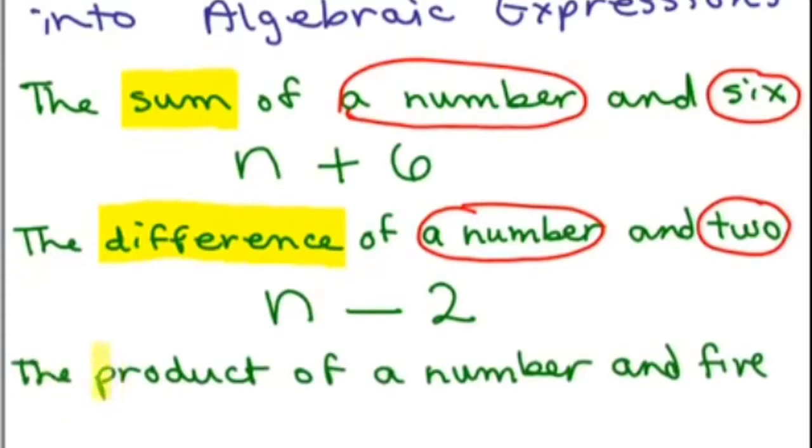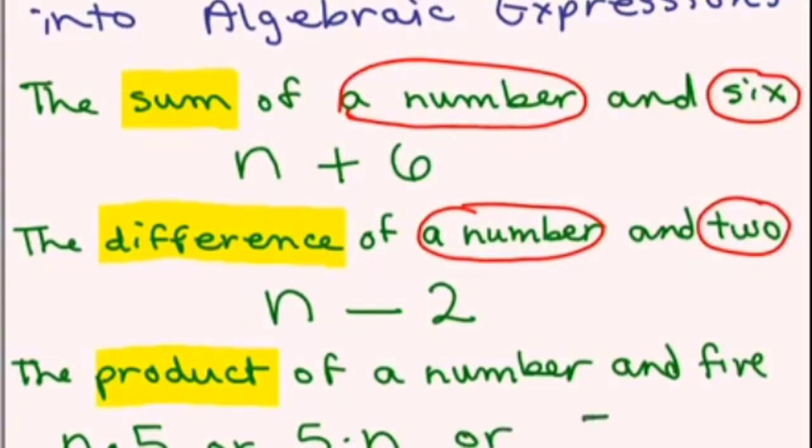Alright, next one. The product of a number and 5. Product means multiplication. So when you see the word product, you have to associate that with multiplying. We've got a number and 5. So how would we write a number and 5 multiplied together? Well, you could say n times 5, right? Often you would write this as 5 times n. And the most simplified way of writing it is, when you have a dot between it and you have a variable and a number, you can just put it together and write it as 5n.